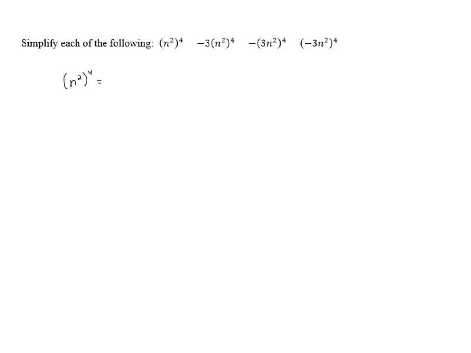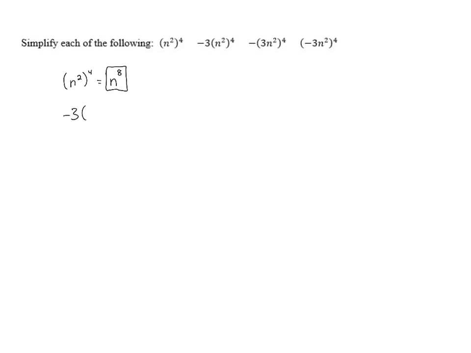Let's start with the first one, which doesn't have any negatives, just kind of sets the scene for what we're looking at. We've got n squared to the fourth, and this is one of those situations where we have a power of a power. We've got an exponent on top of an exponent, and in a situation like this, we need to multiply the exponents. So this becomes n to the eighth, because 2 times 4 is 8.